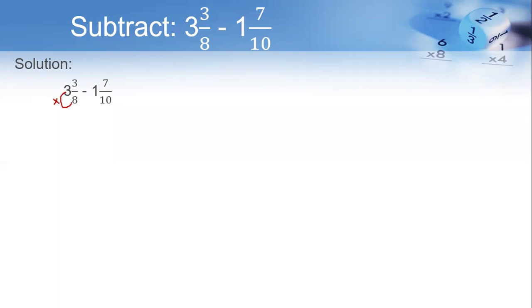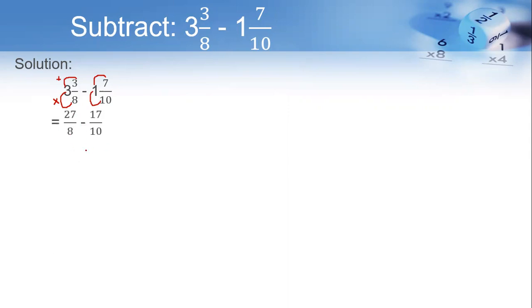Look here. If you are confused, then 8 3s are 24, and add the numerator. That is, 8 3s are 24. 24 plus 3 is 27. And for the other one, 10 1s are 10. 10 plus 7 is what? 17. So 17 by 10. So convert both of them into improper fractions.